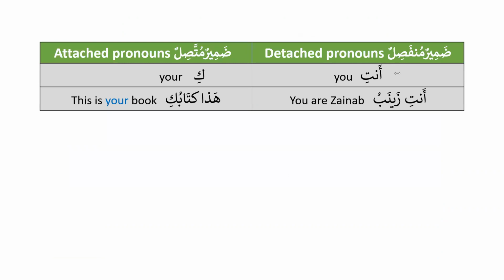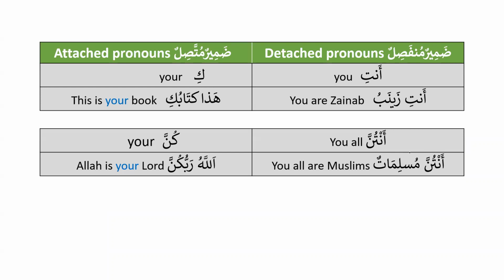Now we can see over here that we have the detached pronouns, damirun munfasilun, anti for the second person feminine singular, and the attached pronoun is ki. For example, we say anti Zainabu, you are Zainab, hadha kitabuki, this is your book. And when we talk about the plural, then we have the detached pronoun, which is antunna, you all, and the attached pronoun will be kunna, your. For example, antunna muslimatun, you all are Muslims, and Allahu rabbukunna, and Allah Azza wa Jal is your Lord.